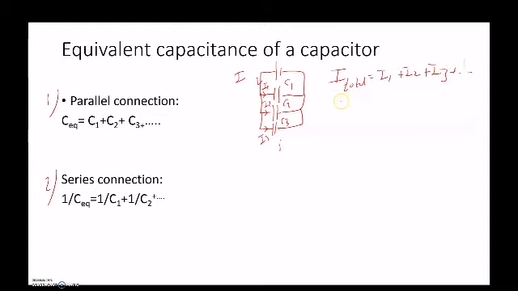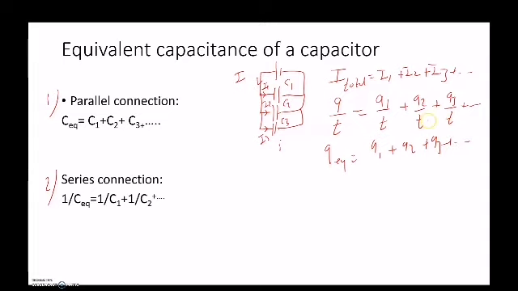But I is Q over T, as you have studied in grade 10. I1 is the quantity of electric current crossing C1. It's Q1 over the same amount of time plus Q2 over the same amount of time plus Q3 over the very same amount of time, etc. So Q equivalent equals Q1 plus Q2 plus Q3, etc. Because you can take 1 over T as a common factor and cancel 1 over T from the left hand side and the right hand side.